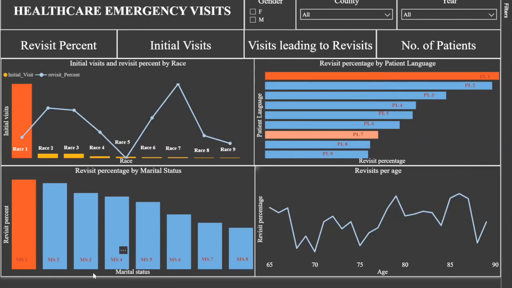On the bottom left, we can see that the revisit percentage is highest for marital status 1. On the bottom right, we can see that as the age increases above 75, the revisit percentage is relatively higher. That's it about the dashboard.